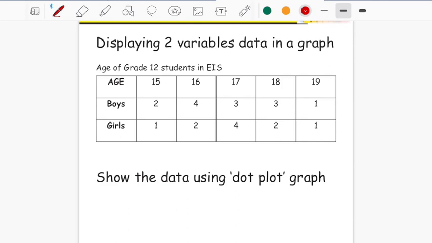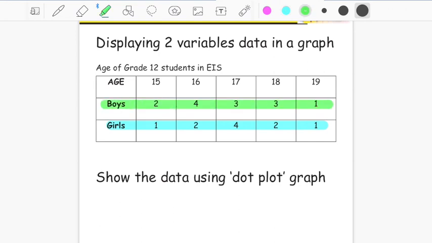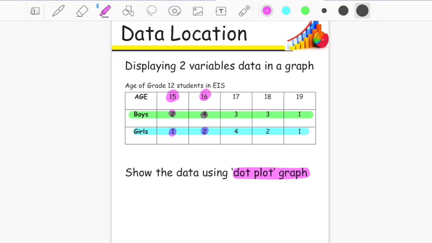Now what I'm doing is giving you another row of data here. I'm saying this is the girls, and break them down into girls and boys. This is the boys, right? Boys who are 15 years old, you have 2 of them, and 1 girl. Okay. And boys who are 16 years old, you have 4 of them, and girls you have 2. Okay. Now I want you to represent this data using what? Using the dot plot graph. Okay, let's plot them out then.